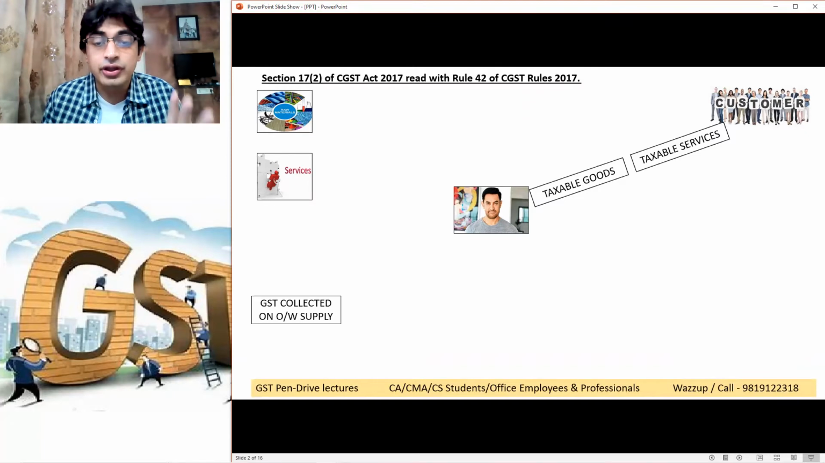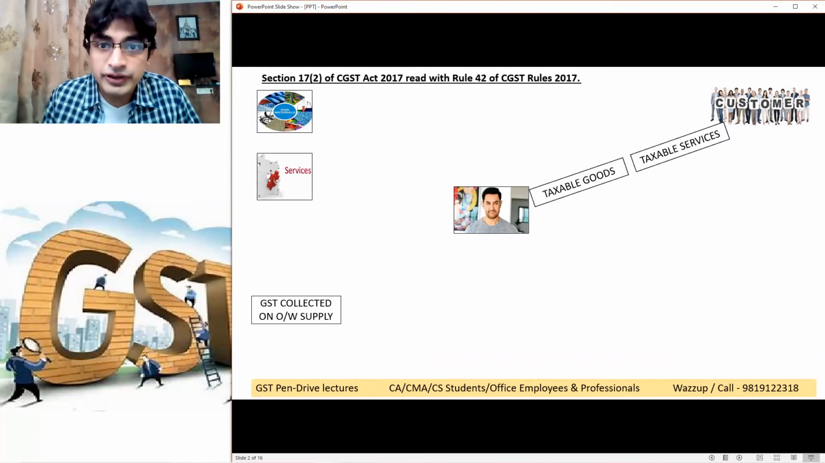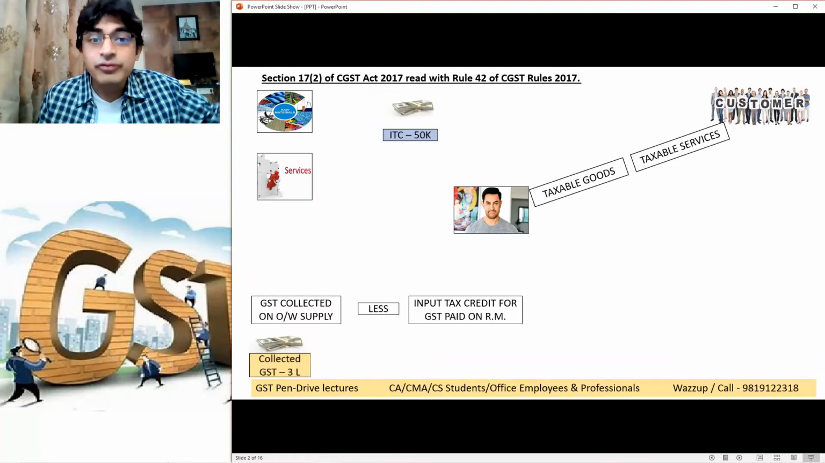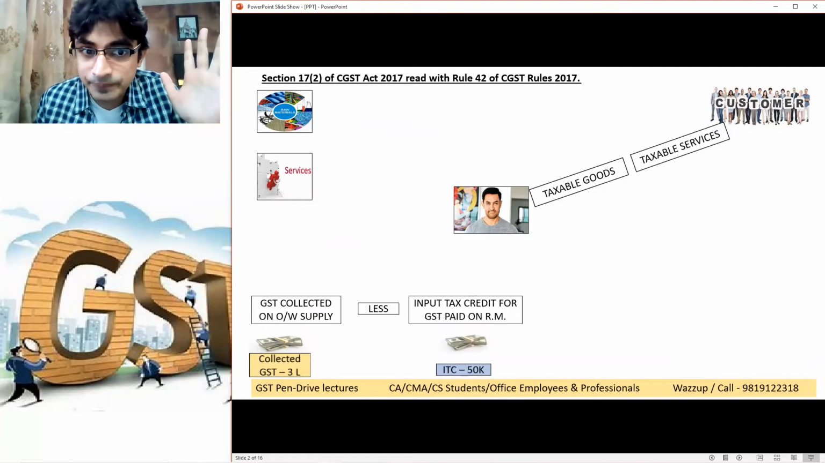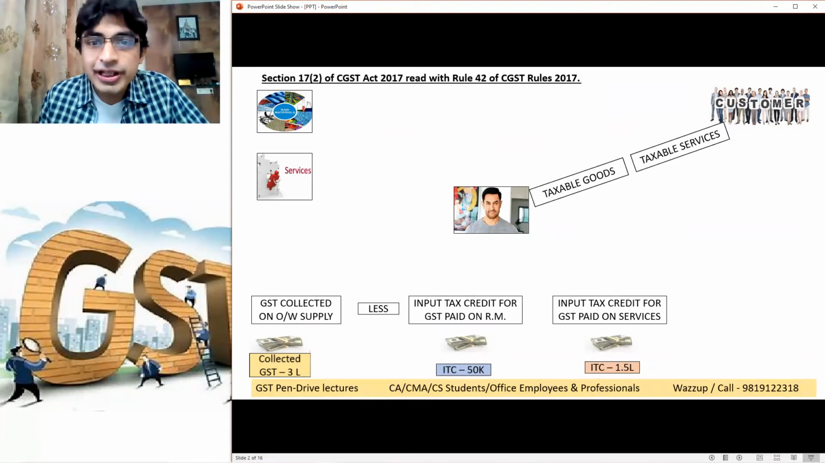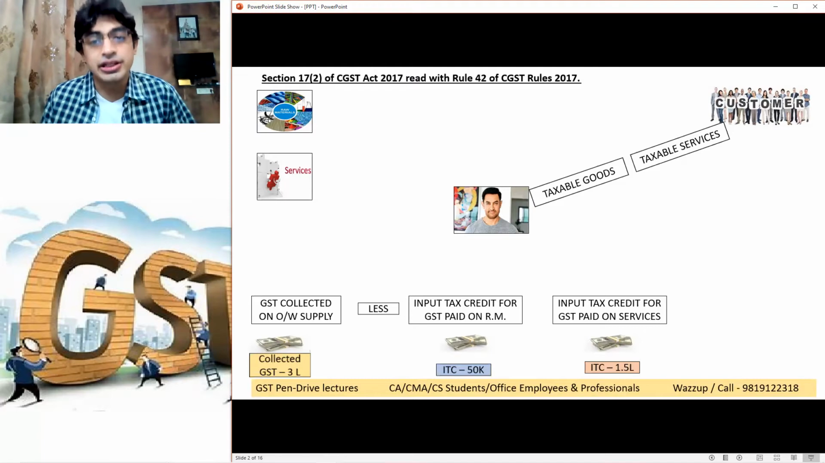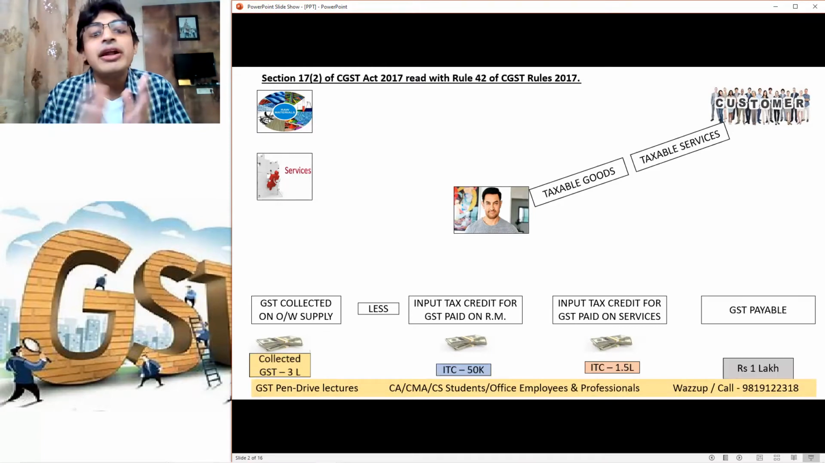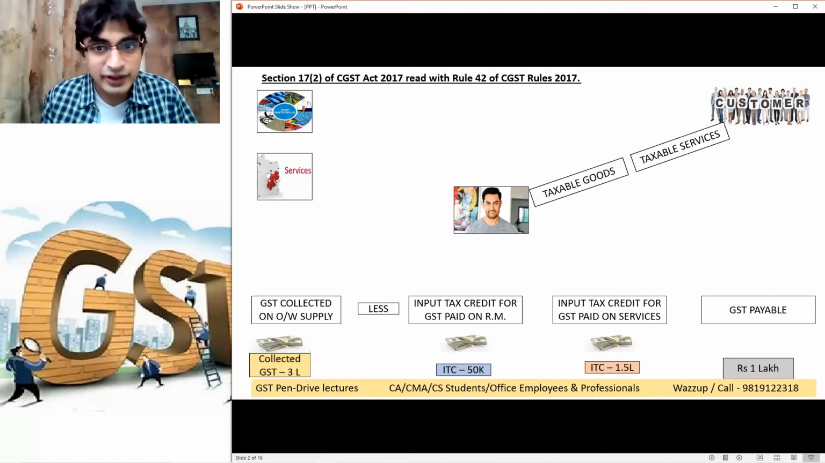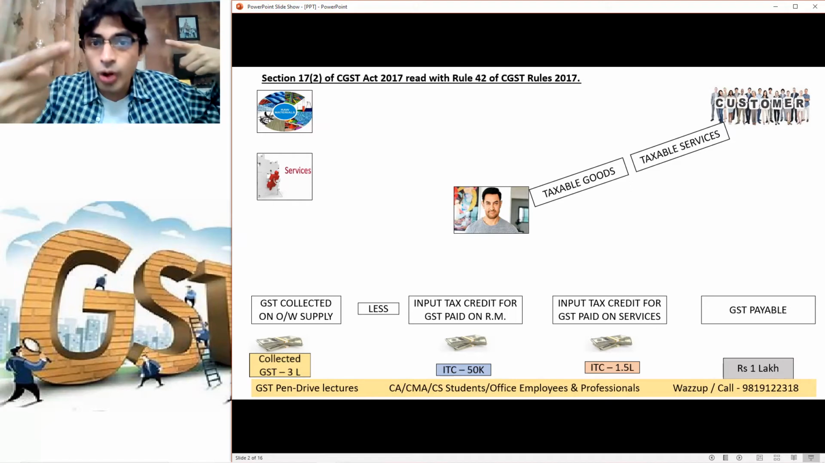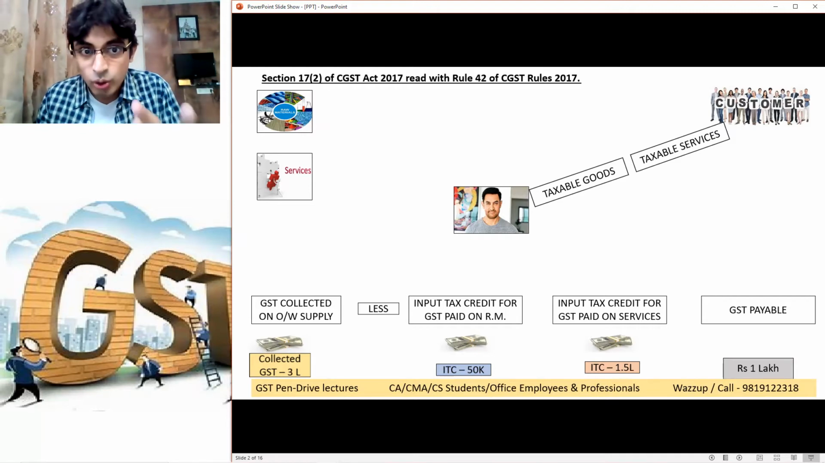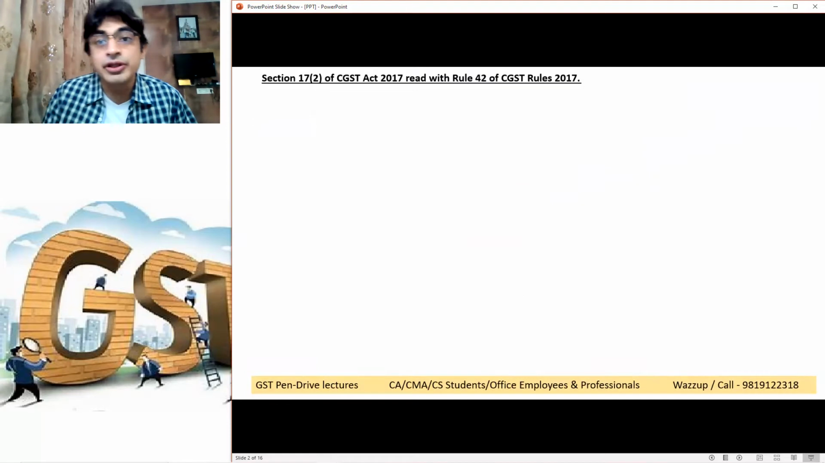Understood? Now, what happened in this case? How much GST is collected on sale or outward supply? 3 lakh rupees. Correct? How much GST has already been paid on raw materials? 50,000 rupees. That he will get as input tax credit. And how much GST has been paid on services? So GST was 1,50,000. That also he will get what? Input tax credit. So finally, how much will Mr. Amir have to pay? 1 lakh. 3 lakh minus 50,000 minus 1,50,000. This is the basic understanding of input tax credit. Whatever GST has been paid on raw material, whatever GST has been paid on services, he will get what? Input tax credit. Okay, now the same example, let me explain it in a different way.